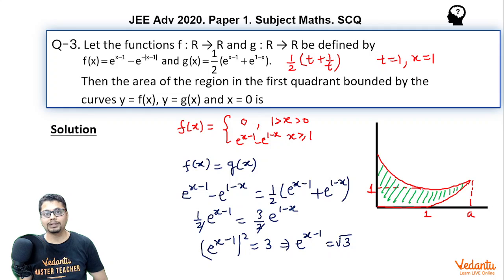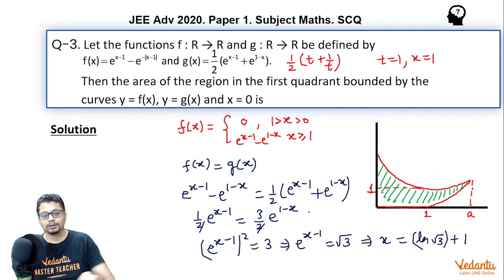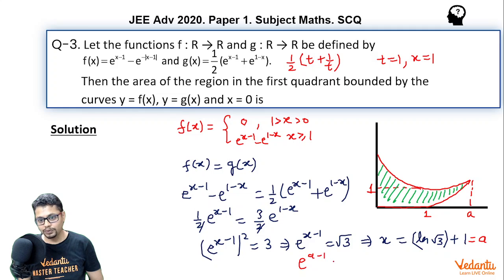Now it can't be minus root 3. Why? Because exponential expression can't be negative. So effectively you may say x is ln root 3 plus 1. So that means a is equal to ln root 3 plus 1. Now effectively this also means e to the power a minus 1 is equal to root 3. This is important and this will be using directly ahead in our integration.